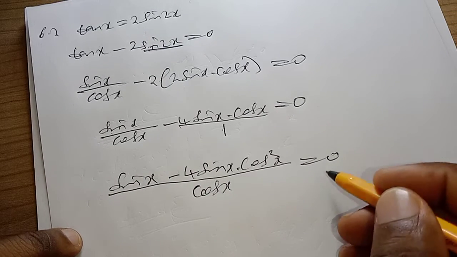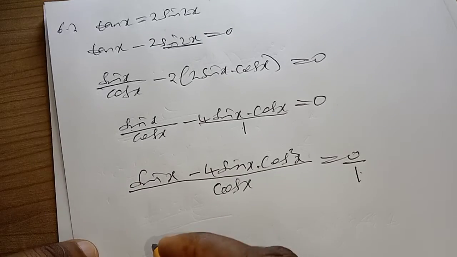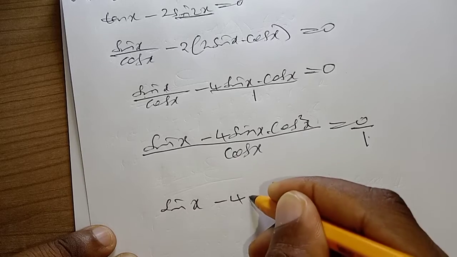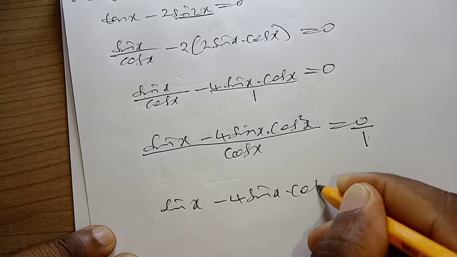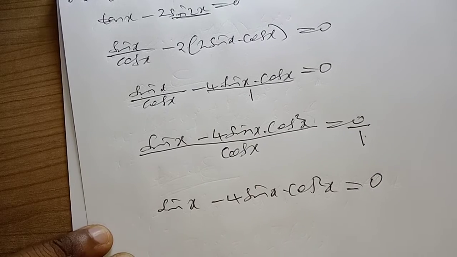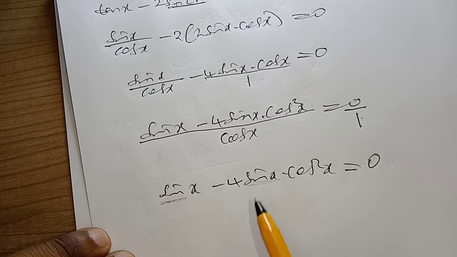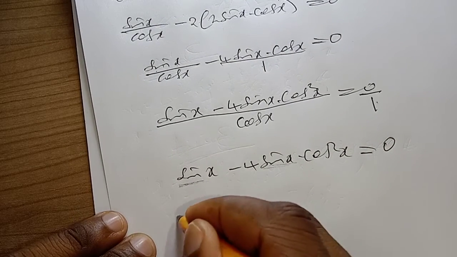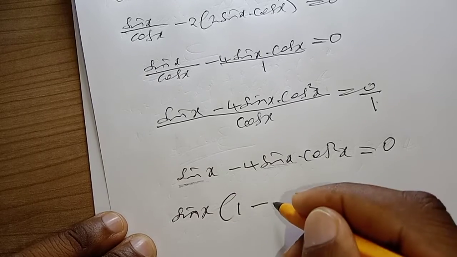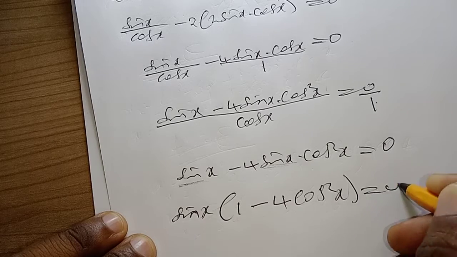Then we further cross multiply there. This whole lot of thing multiplying 1, we have the sine x, then subtracting 4 sine x cos squared x there. Cos x multiplying 0, there we have the 0. Here we are having sine and here we are having sine. We can take it out, they say it's a common factor. Then we are going to have sine x. Here we remain with 1. Here we're going to remain with 4 cos squared x equals to 0.